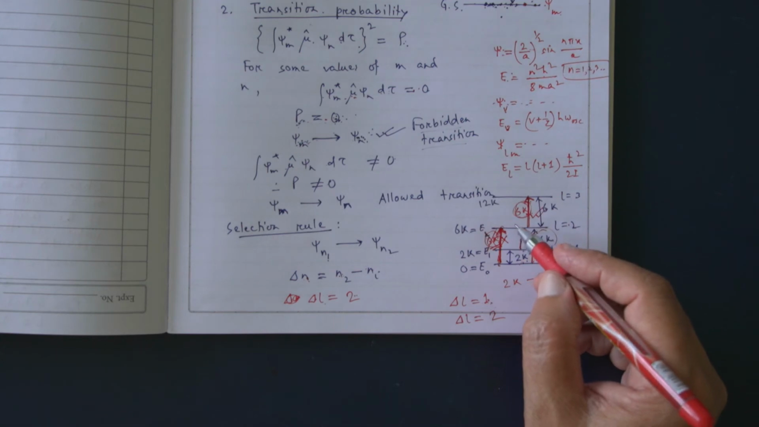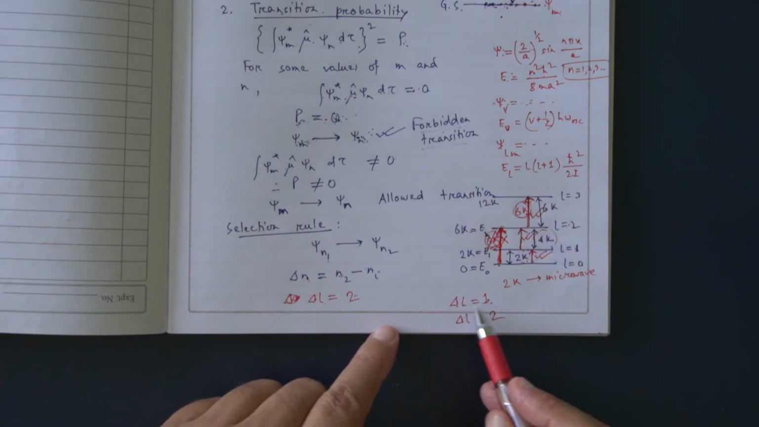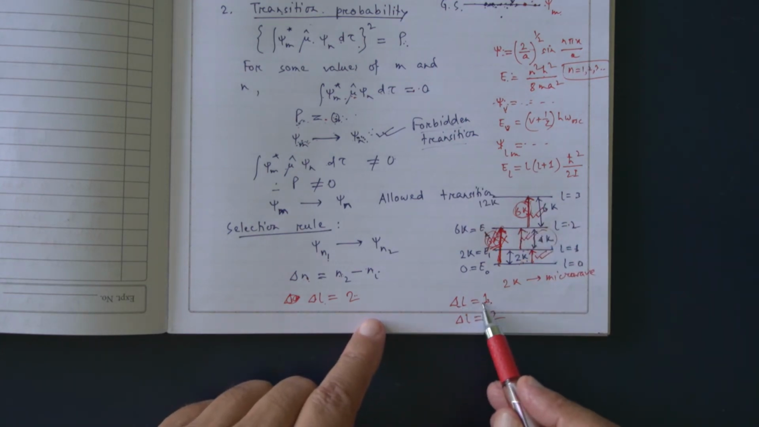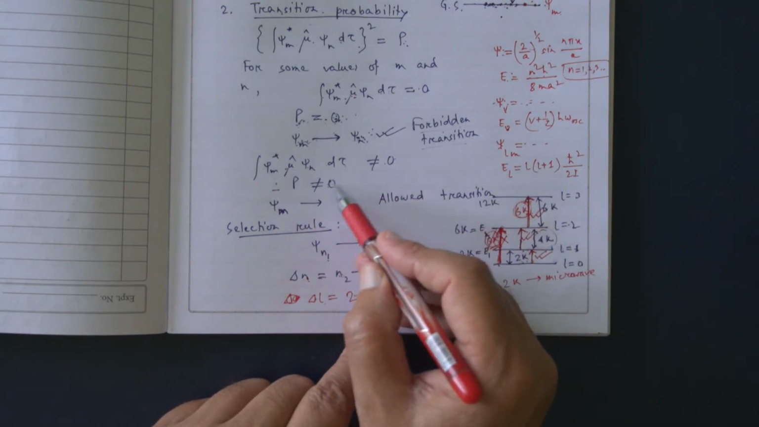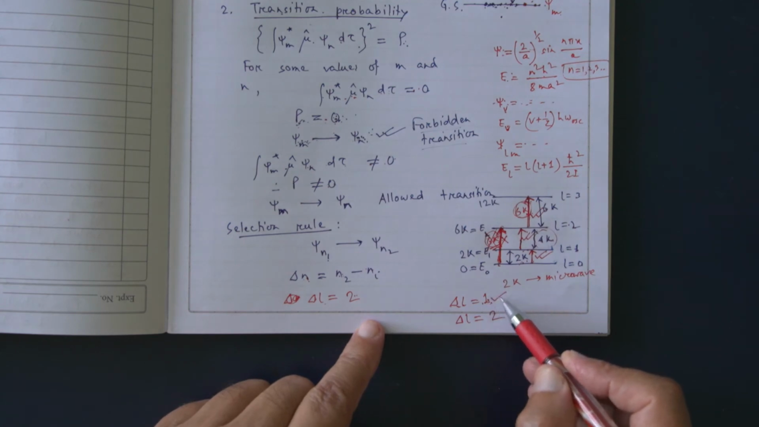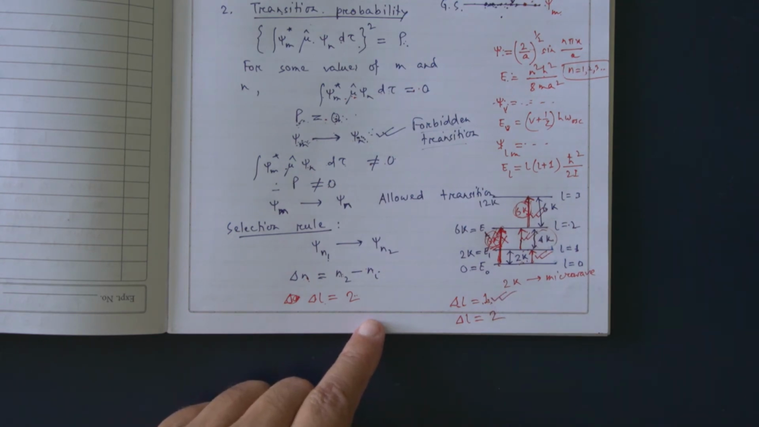But if del L is 1, then this is not 0. That means this type of transition will take place. Allowed transition. Okay? Allowed transition.